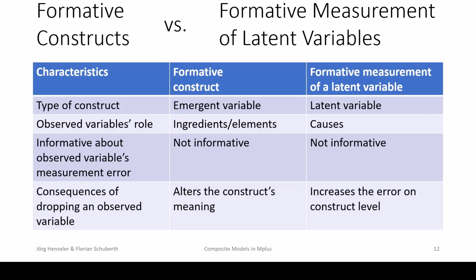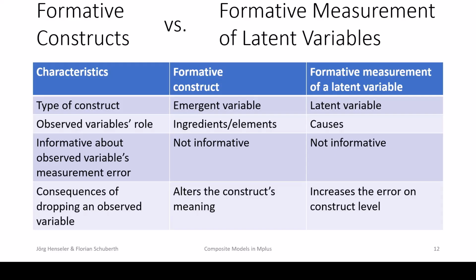The first obvious difference is the type of construct. Formative constructs are emergent variables. They emerge out of their ingredients. Whereas in formative measurement of a latent variable, we have a latent variable which represents a phenomenon of interest in the real world. The observed variables have a different role. When we have a formative construct, then the observed variables serve as ingredients, elements, or components, and they make up the formative construct. They define it.